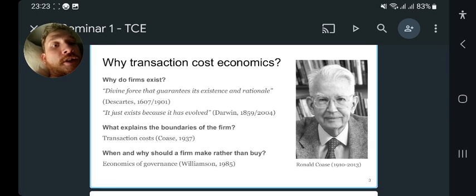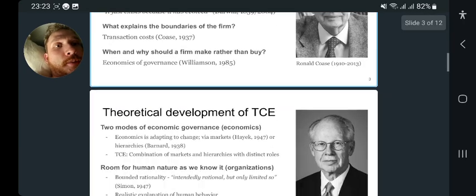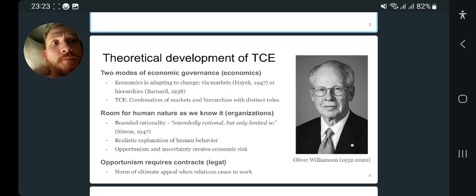And then this later developed to when and why should a firm make rather than buy, with Oliver Williamson in 1985. And his answer was the economics of governance of these transactions. And this later developed into transaction cost economics, which they both received Nobel Prizes for. So on our right here we have Oliver Williamson, who popularized transaction cost economics during the 70s.